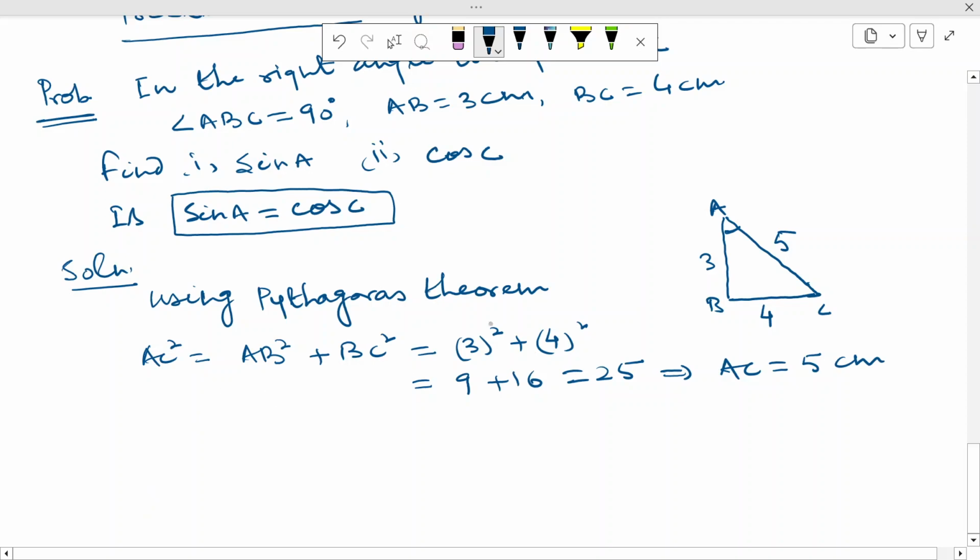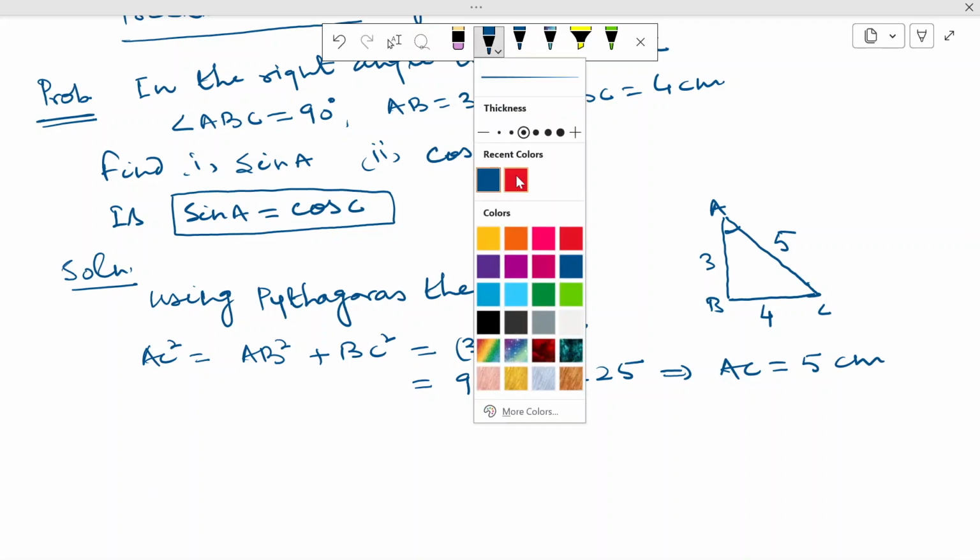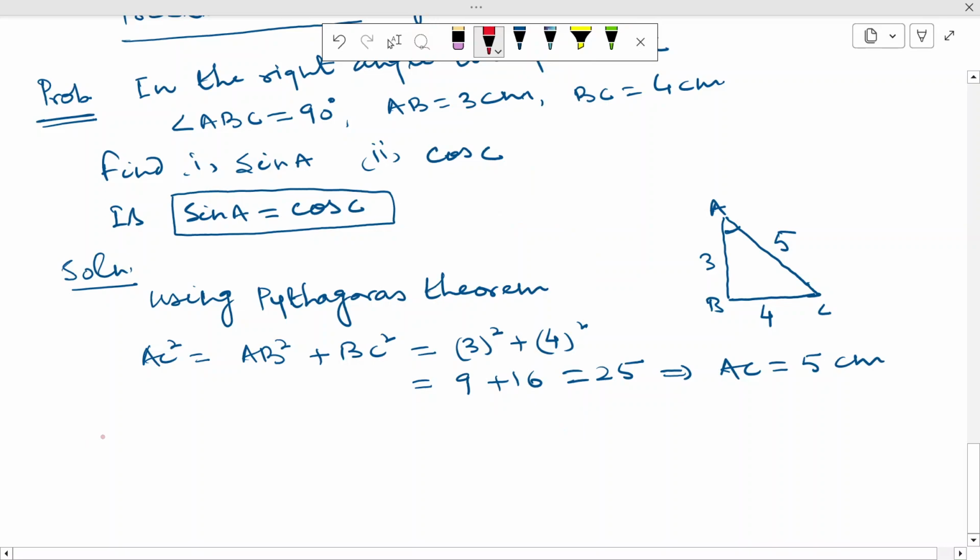Now, we know that sine of angle A, we have to consider the opposite side. So, that will be BC over hypotenuse, that is AC. Now, BC is given as 4 and AC we obtained as 5. So, this is the value of sine A.